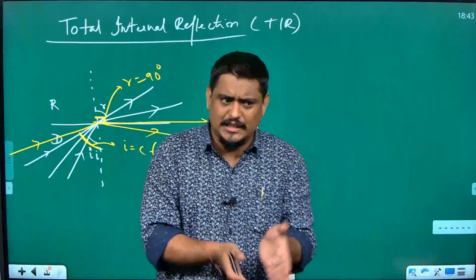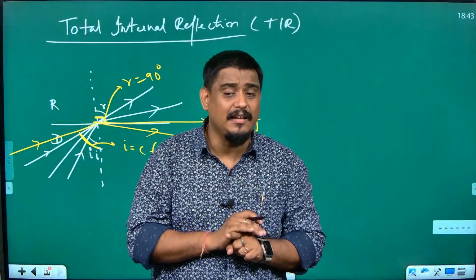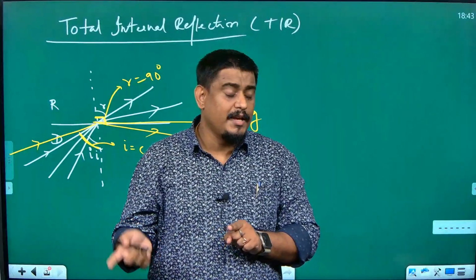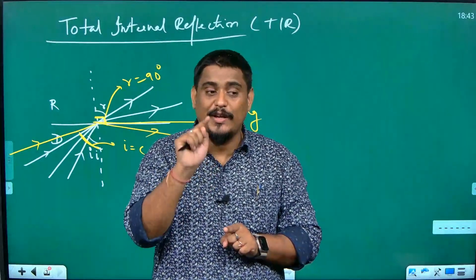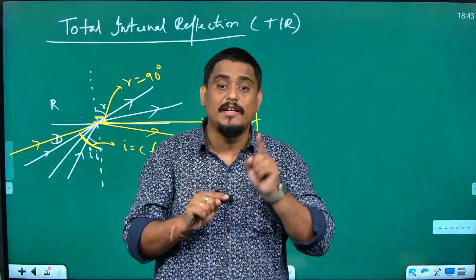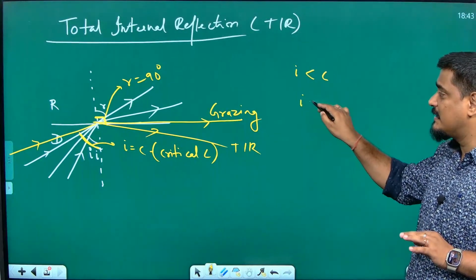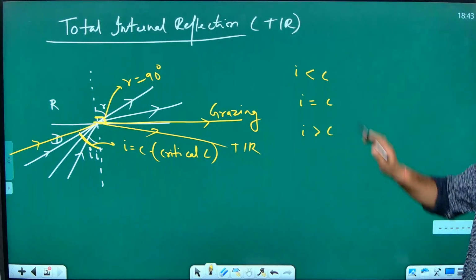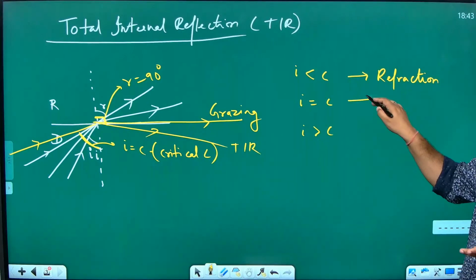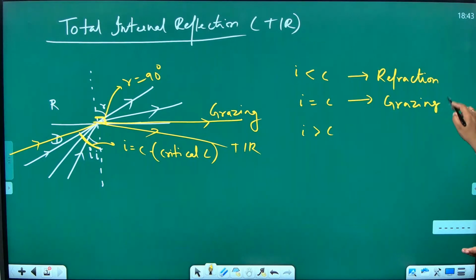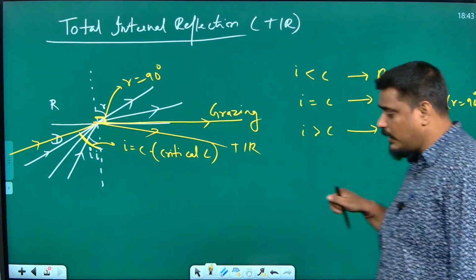If you were listening in the last 5 minutes of my class, I told that if the angle of incidence is less than the critical angle, light will undergo refraction. If the angle of incidence is equal to the critical angle, light will undergo grazing. If the angle of incidence is more than the critical angle, light will undergo TIR, total internal reflection. So, three conditions: I is less than C, I is equal to C, I is more than C. For I less than C, refraction is happening. For I equal to C, grazing is happening. What is the meaning of grazing? R becomes 90 degrees, nothing else. And if I is more than C, we are going to see total internal reflection.